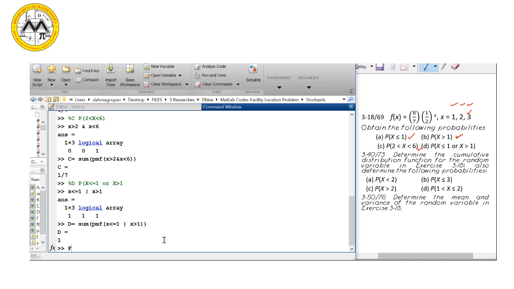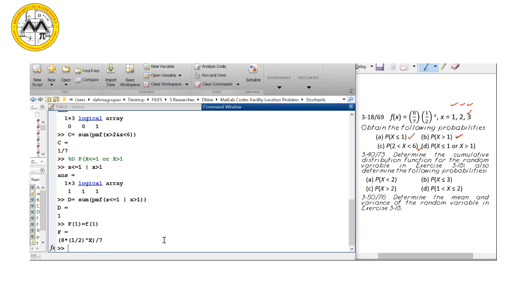We have our f, for which the first one would be the first probability, so that is f of 1. So we substitute, can we do that? No. So f of 1 is when we substitute f is equal to 1.